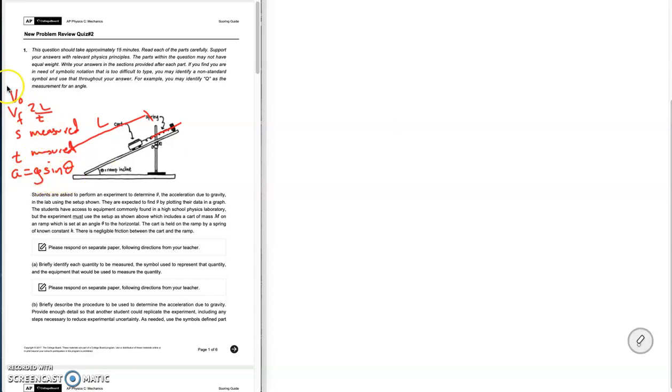Now, what makes this problem a little bit different is that they're telling you that you have to use this spring. So letting it roll down the ramp is kind of cheating, and a couple of you did that. So what are we going to use and what are we going to measure here in this experiment?